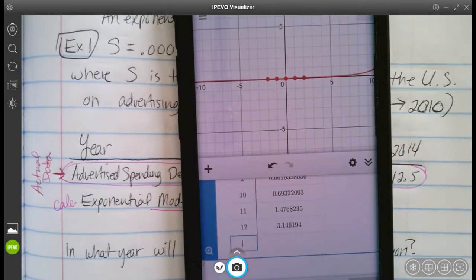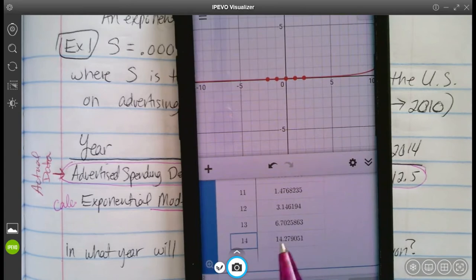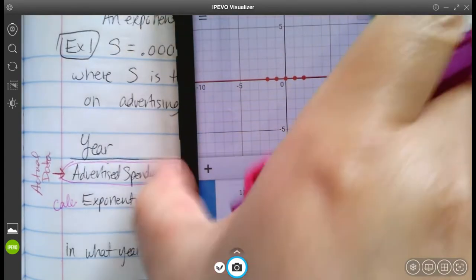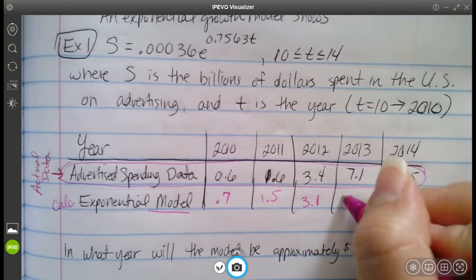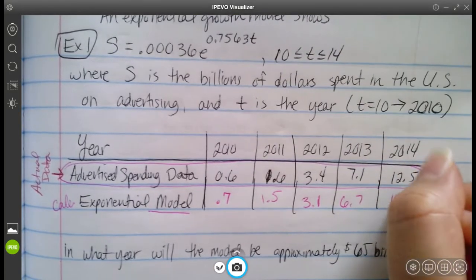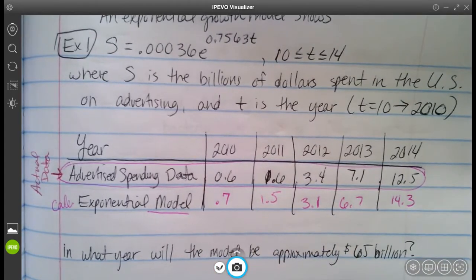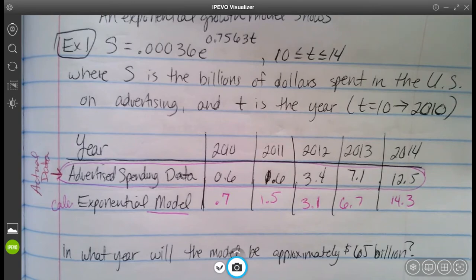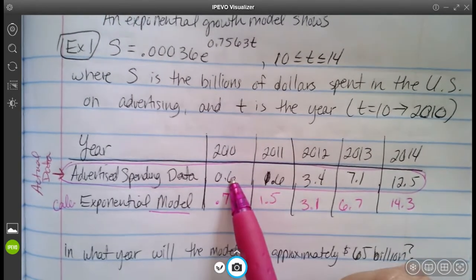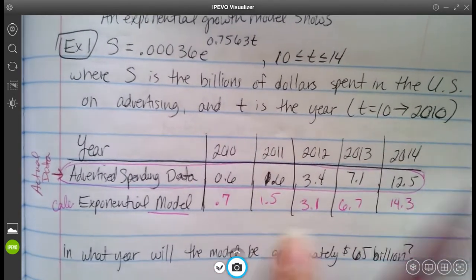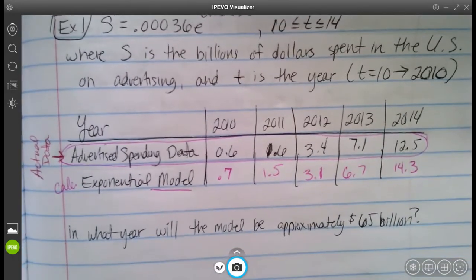Okay, so let me do that real quick. So we have 13, and then we have 14. So 13 is 6.7, 14 is 14.3. So 6.7, 14.3. So you can see that there is a little bit of deviance here. It's not too much of a difference, but there is a little bit of a difference between what we found and then the model. Okay, so it just kind of shows a little bit of a percent error there.